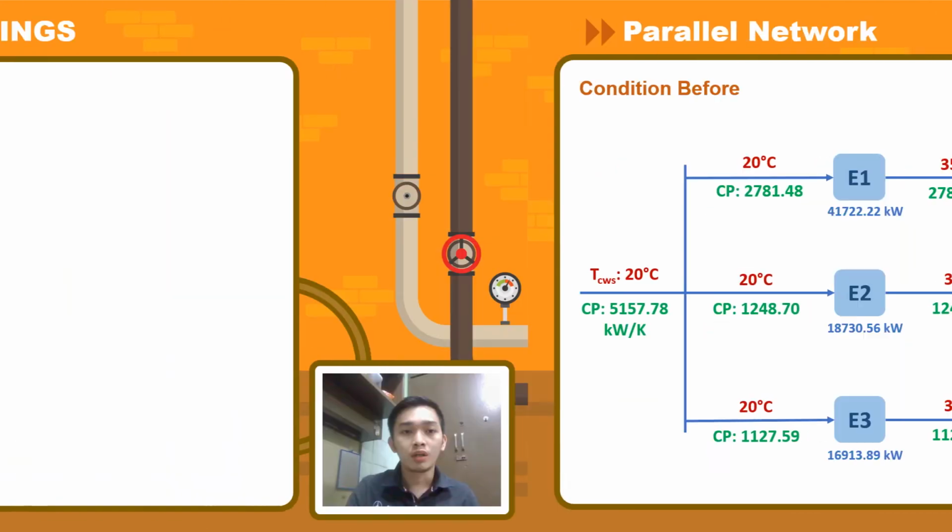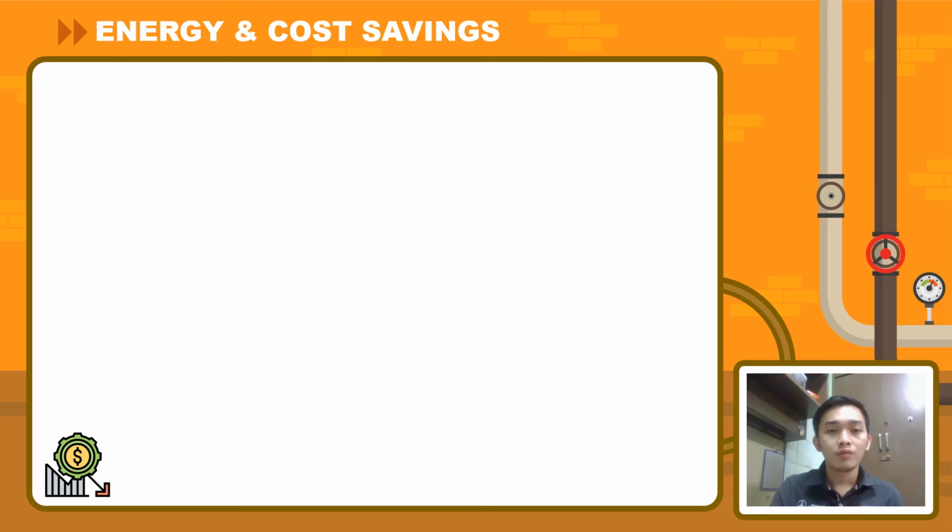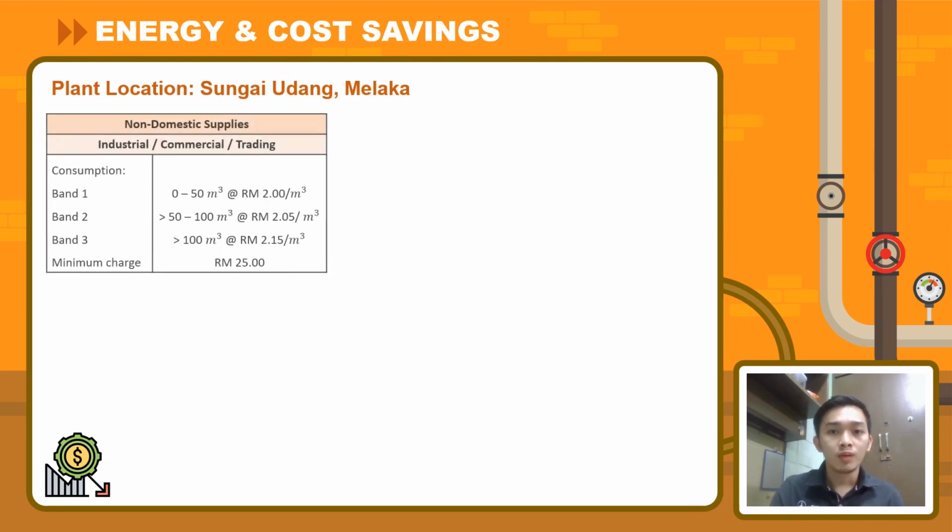Next, we move to cost saving. So after we integrate an optimum cooling water network, we managed to reduce the cost. As our plant is located in Sungai Udang, Melaka, we use the Melaka Water Tariff from Suruhanjaya Perkhidmatan Air Negara to calculate the cost of water consumption. Based on the water tariff, it consists of 3 bands. Band 1 is from 0 to 50 meter cube, which costs around RM2 per meter cube. The second band is greater than 50 to 100 meter cube, which costs around RM2.05 per meter cube. And band 3 is greater than 100 meter cube, which costs around RM2.50 per meter cube.